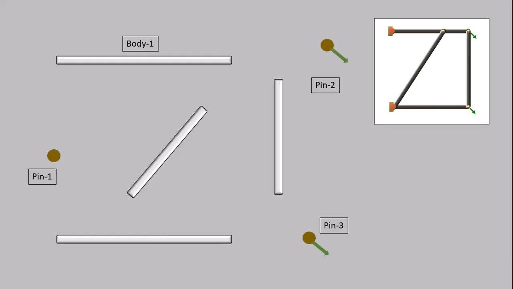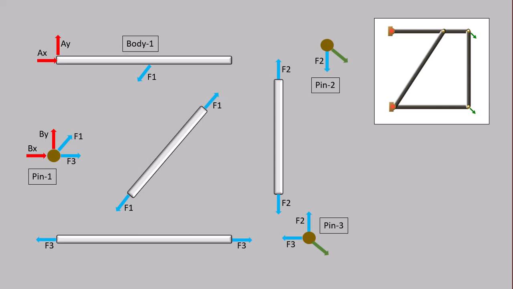Drawing the free body diagram now. This is the force from the top pin here. This is pin 1. Bx, By are the reaction forces from the wall, including the 2-force member, the inclined one, the bottom horizontal one, the right vertical one, and the complex pin at top right.